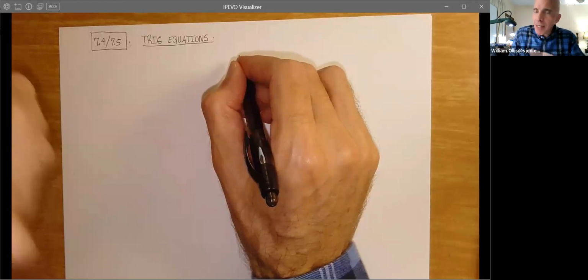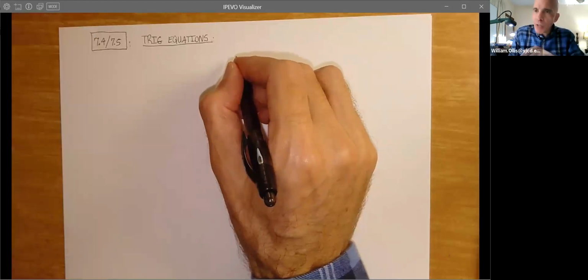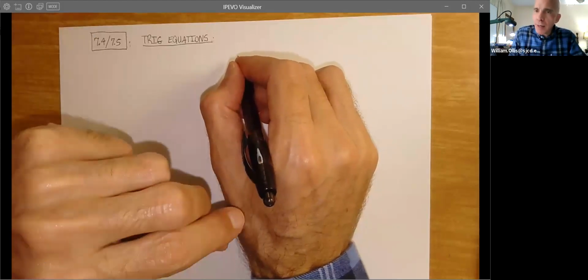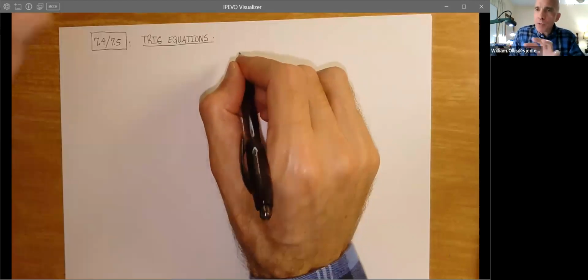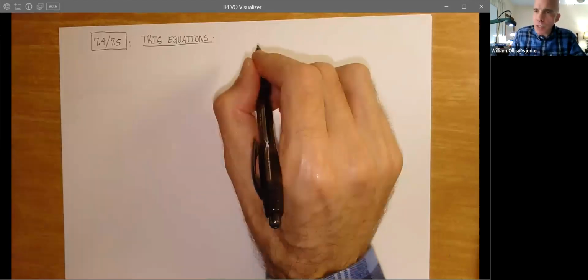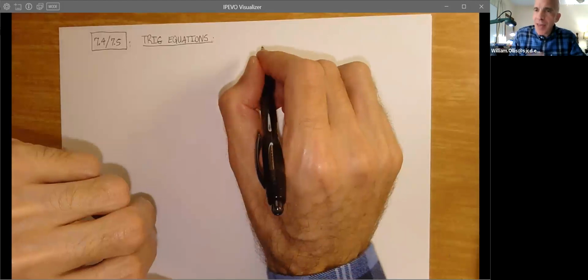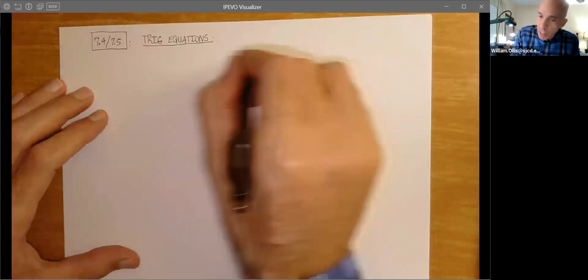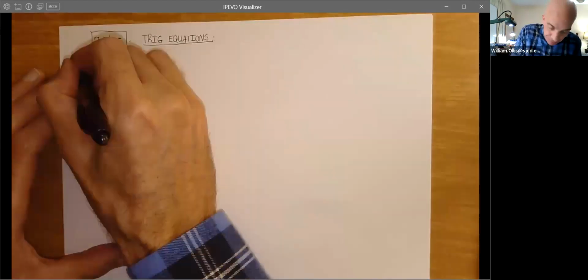Now for the sine and cosine, they have standard period 2 pi. And so we have to remember to exhaust all of the solutions in that interval. And that requires Professor Ron's lemma. So let's remind ourselves of that.